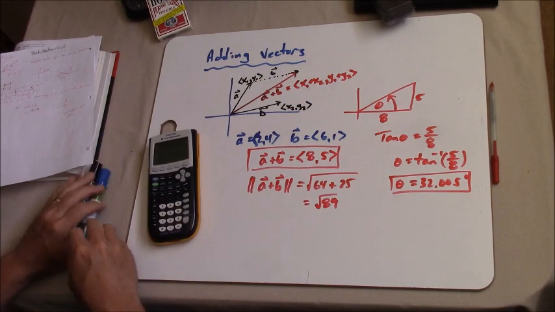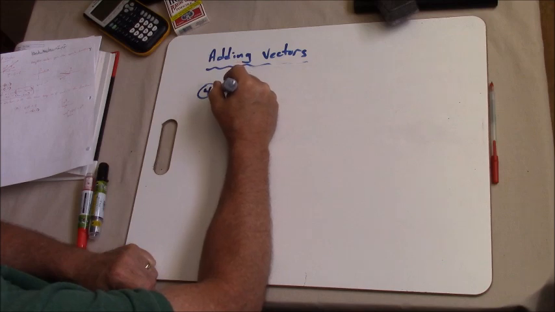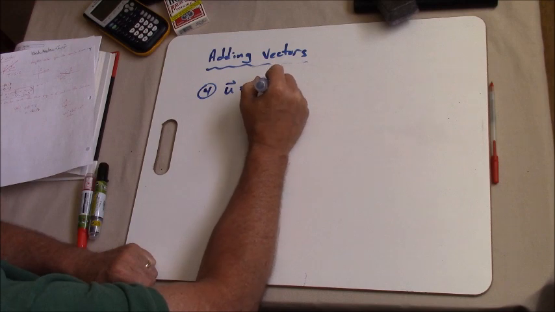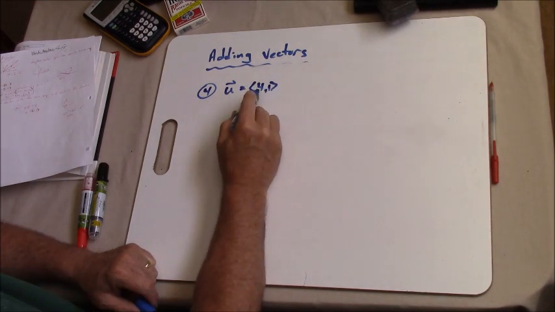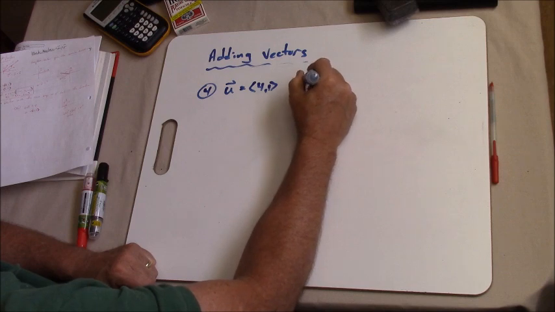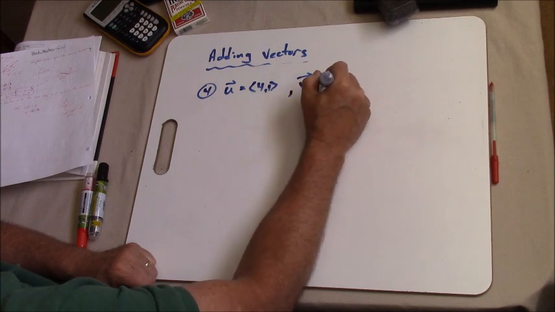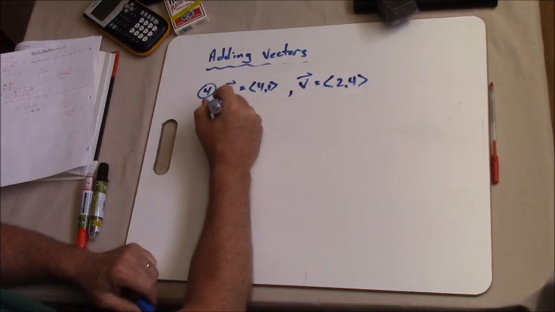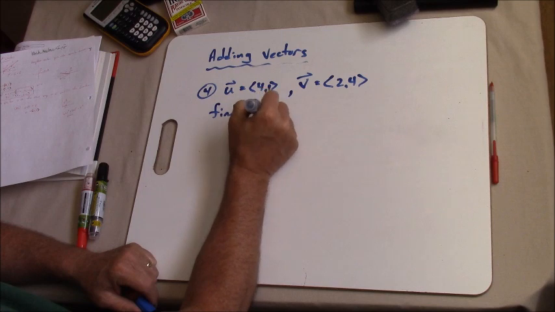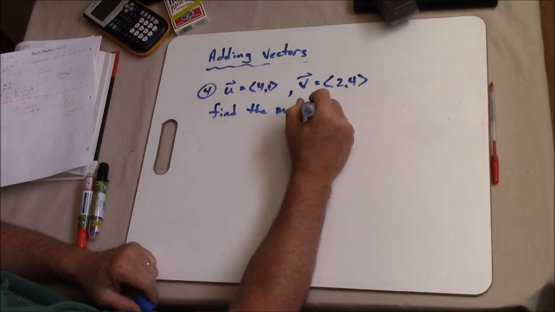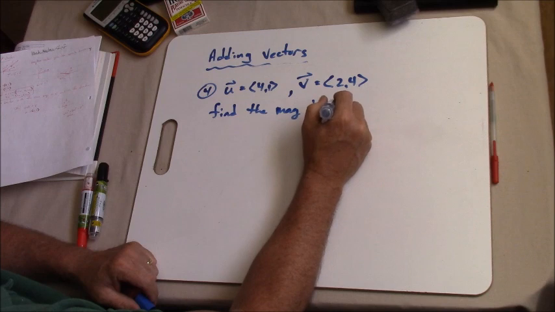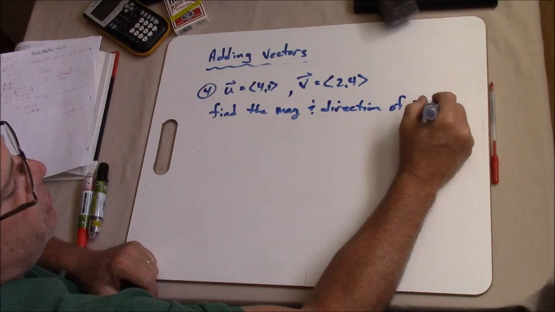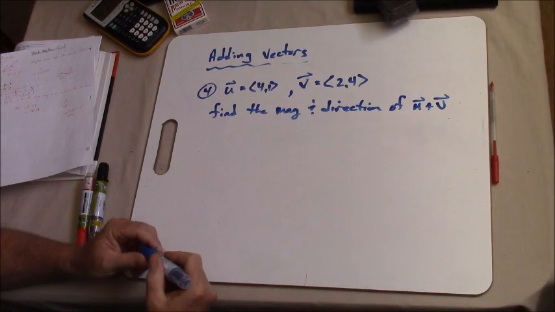All right, let's try one more, kind of like this. I think I'm on number 4. Vector u is equal to 4, 1. So it starts at the origin and goes to the point 4, 1. Vector v is equal to the vector 2, 4. And I want you to find the magnitude and direction of u plus v. You guys go ahead and try that.